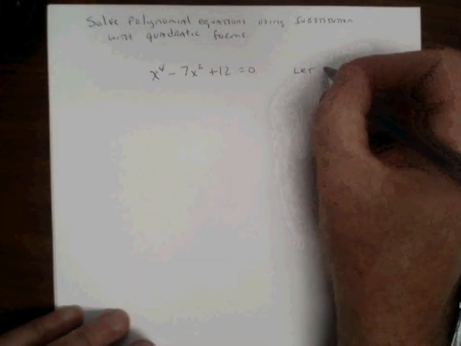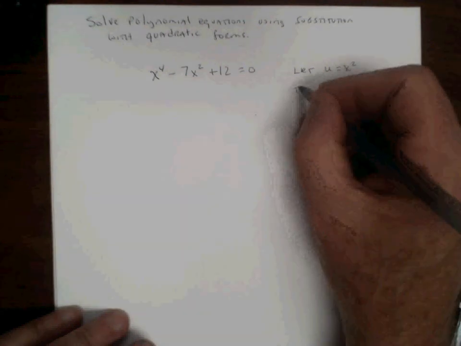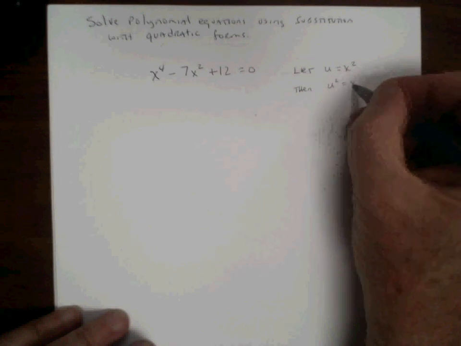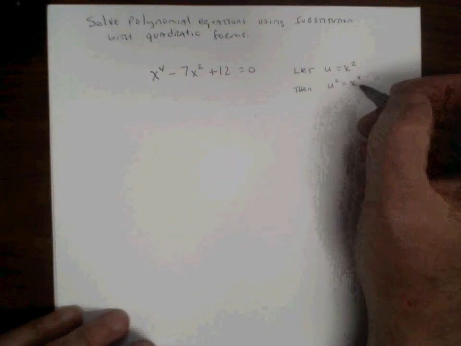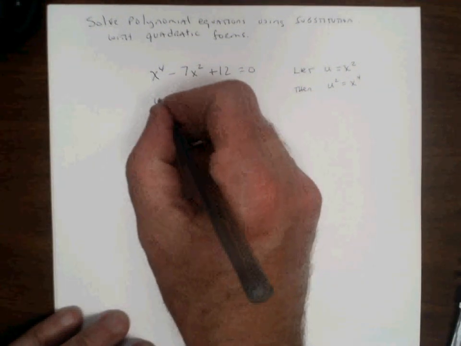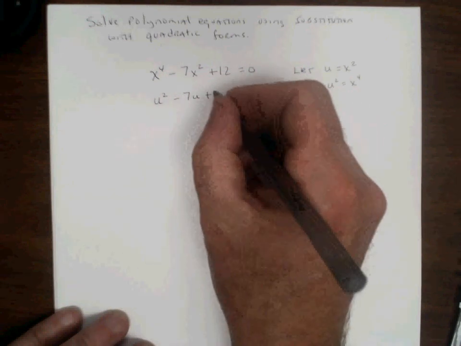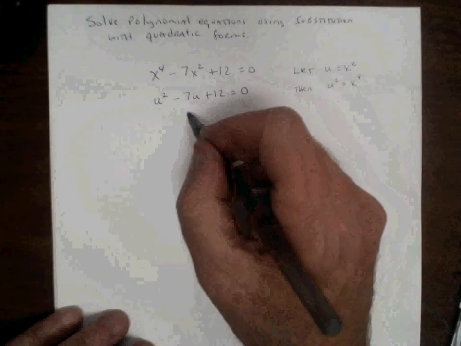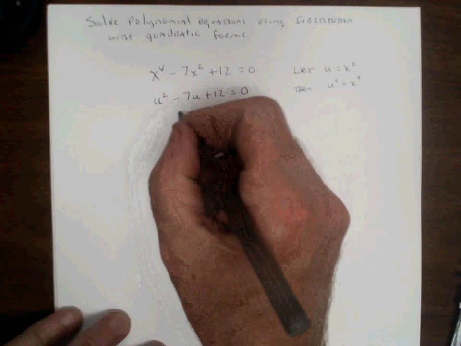If I let u equal x squared, then square both sides, I get u squared equals x squared squared, which is x to the fourth. Then I can substitute u squared for x to the fourth and u for x squared. And now I have a quadratic equation in terms of u instead of x, which you have learned to factor.